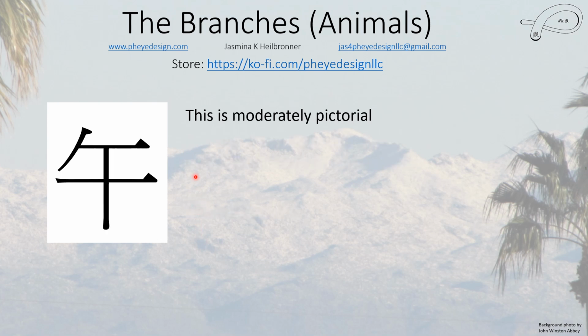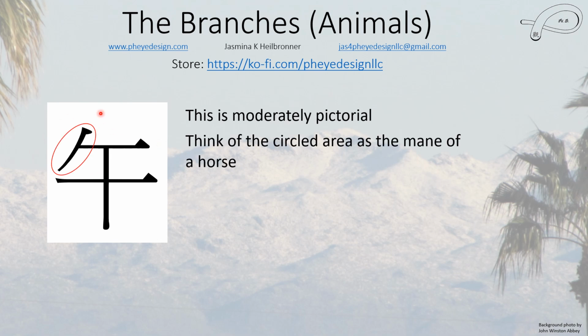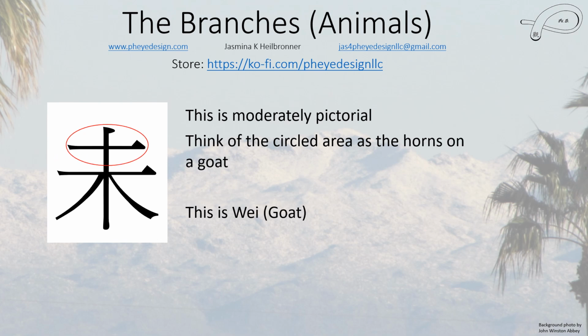Now, this one is moderately pictorial. If you think of this as the mane on a horse, then this is how you can remember it, because this is Wu, the horse. So it's pretty easy, but you have to remember the mane because the horse and the goat can get a bit confusing if you don't remember this is the mane of the horse. So this is the goat. They do look different, but sometimes you can get a little mixed up.